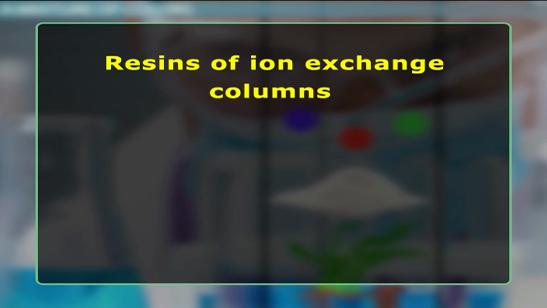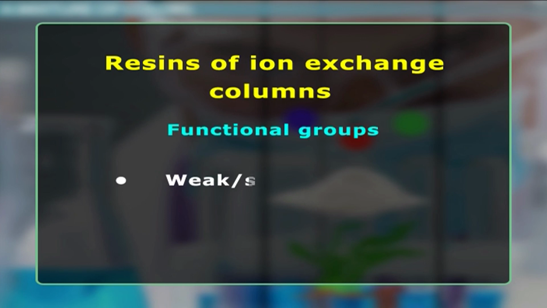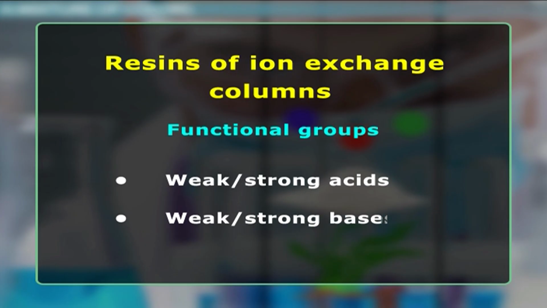Despite the smaller pH range of weak ion exchangers, they are often used over strong ion exchangers due to their having greater specificity. In some experiments, the retention times of weak ion exchangers are just long enough to obtain desired data at a high specificity. Resins of ion exchange columns may include functional groups such as weak or strong acids and weak or strong bases. There are also special columns that have resins with amphoteric functional groups that can exchange both cations and anions.